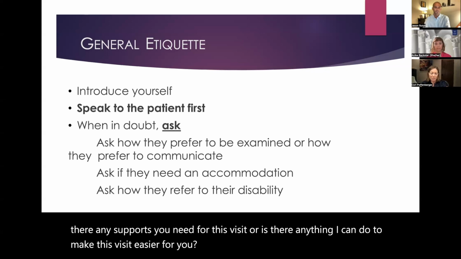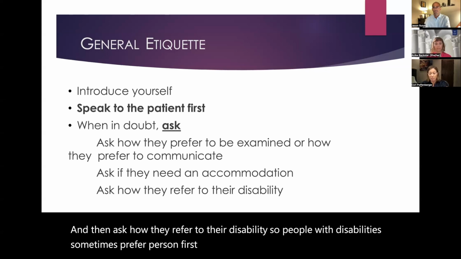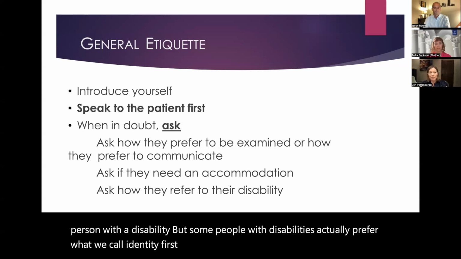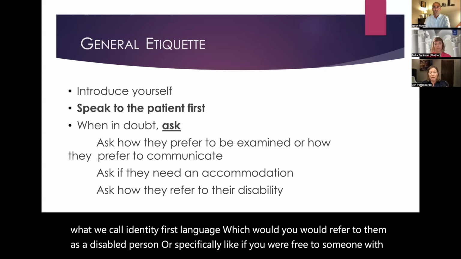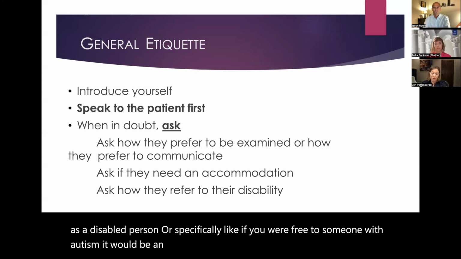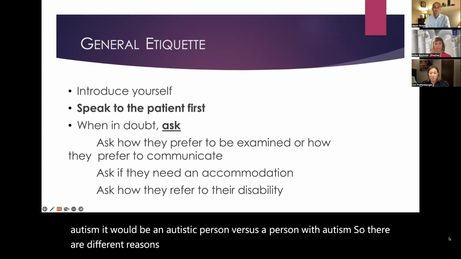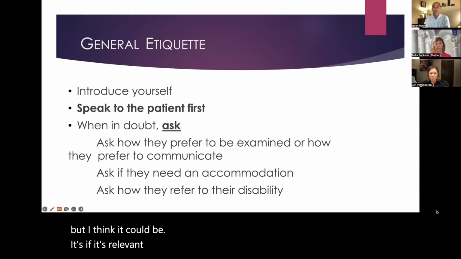And then ask how they refer to their disability. People with disabilities sometimes prefer person first language, which would make them a person with a disability. But some people with disabilities actually prefer what we call identity first language, where you would refer to them as a disabled person. Or specifically, if you were referring to someone with autism, it would be an autistic person versus a person with autism. There are different reasons why different people prefer one or the other, but I think it can be helpful, if it's relevant to your conversations, to ask them.